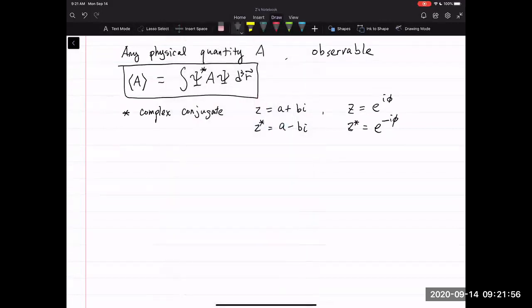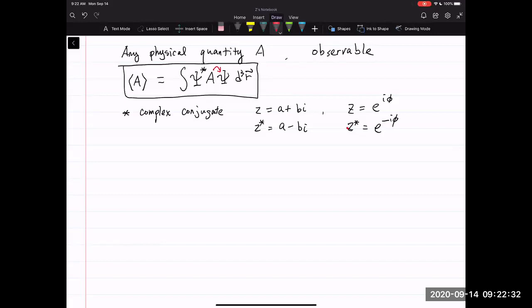So, A is the operator. In order to evaluate this integral, if you look at the sequence of the operations, first I have to apply A onto this wave function psi, because A is the operator. So first we need to do A times psi, and after that we get a function, and then we multiply by the complex conjugate of the wave function, psi star. So overall, it's a function of space and time, and then we integrate over the entire space.